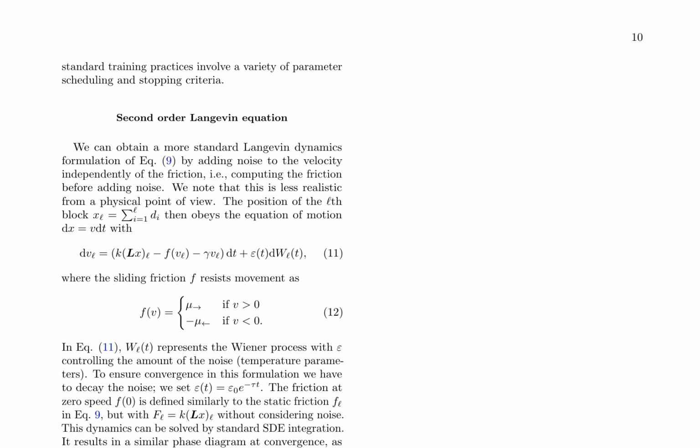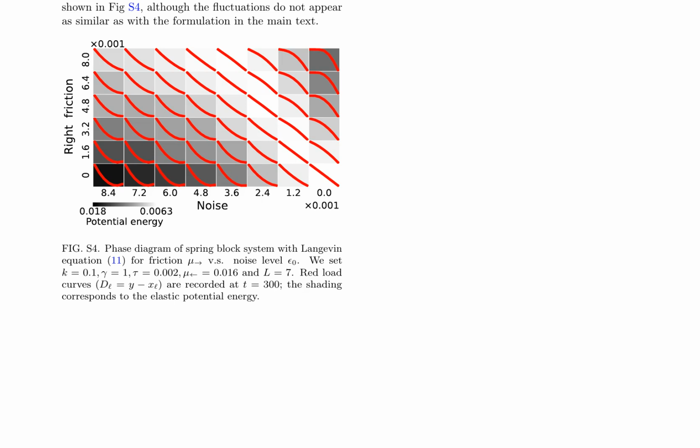An alternative formulation of the spring block system is presented as a second-order Langevin equation, where noise is added to the velocity independently of friction. This results in equation 11, which can be solved using standard SDE integration. The phase diagram of this system is shown in Figure S4, demonstrating similar behavior to the original formulation. The authors emphasize the importance of noise decay to ensure convergence in this formulation.